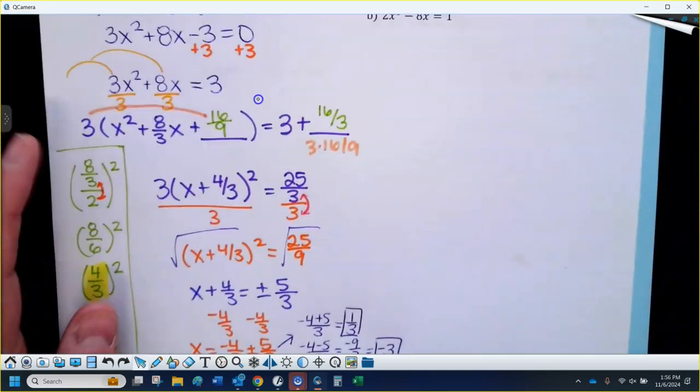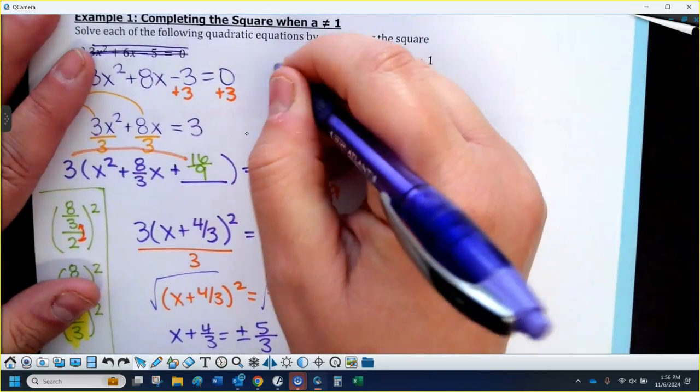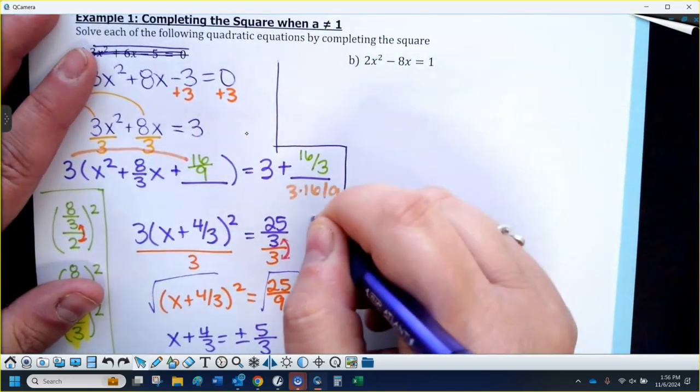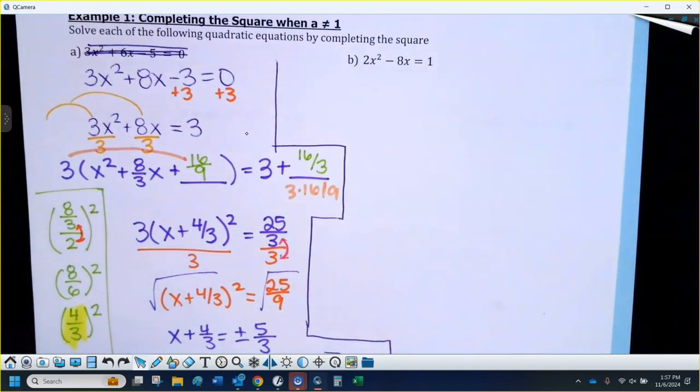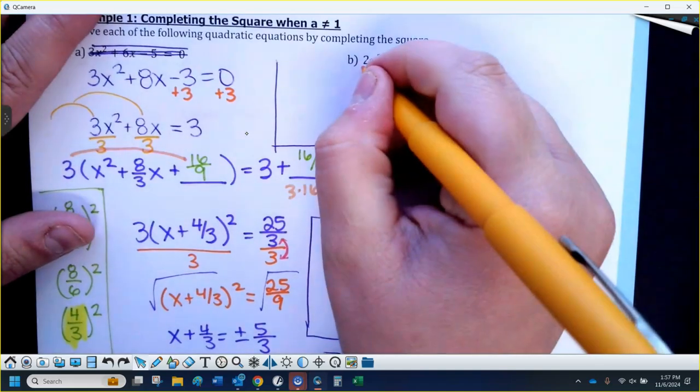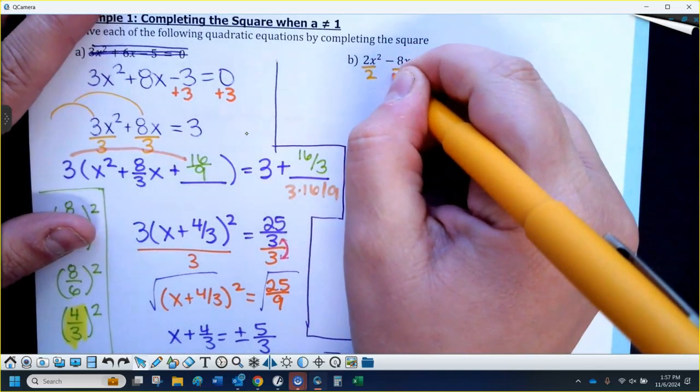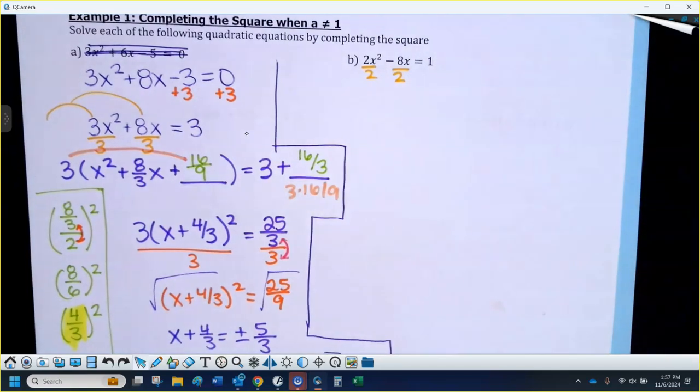Okay, now, the other one here. So this is going to be a little bit different skill. Alright, so I've already got it set up so it's got the quadratic term and the linear term on the same side. I've got 2x squared minus 8x equals 1. First thing you have to do, if you don't have a plain x squared to start your quadratic, you have to divide by whatever the a value is, which is just going to be 2 here.